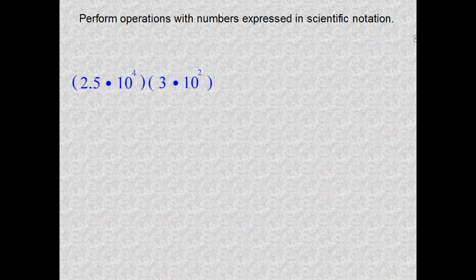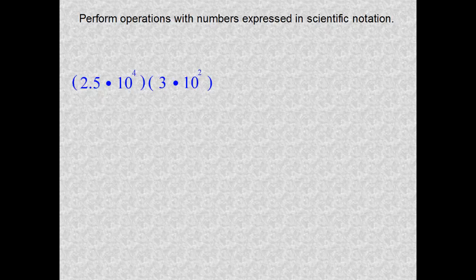In the standard, it says, perform operations with numbers expressed in scientific notation. So here are some operations. Our operations are adding, subtracting, multiplying, and dividing. And it looks like we're going to be multiplying here. Rule: you're going to multiply your numbers in there, your coefficients, I guess you could call them. 2.5 or 2 and 5/10 and 3.